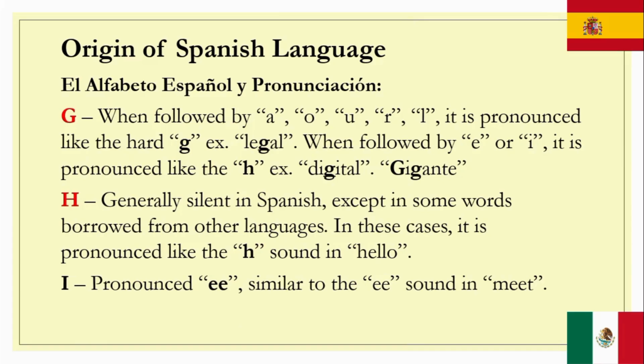G, when followed by A, O, U, R, and L, is pronounced like the hard G. Example, legal. When followed by E or I, it is pronounced like the H. Example, digital. So you don't pronounce it digital. Okay? It's digital. And this variety of pronunciation in G, we use it in a single word like higante, not gigante or hihante, but it's higante because we follow the rule here.